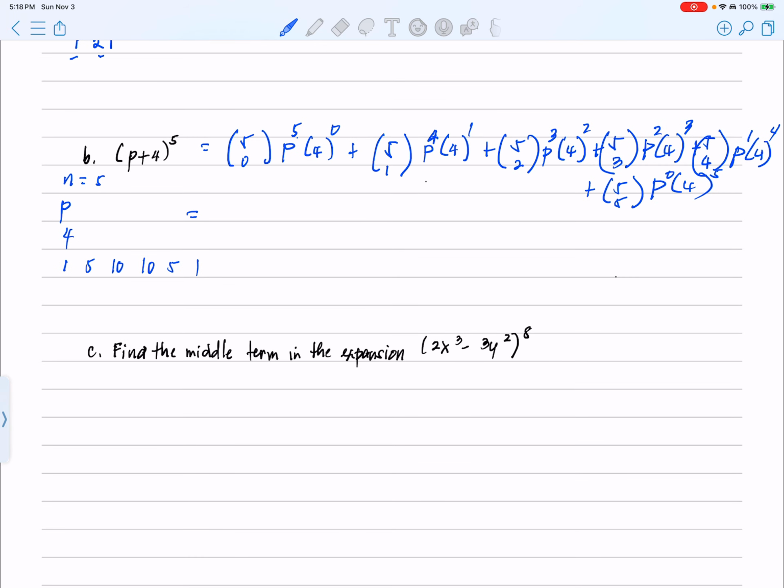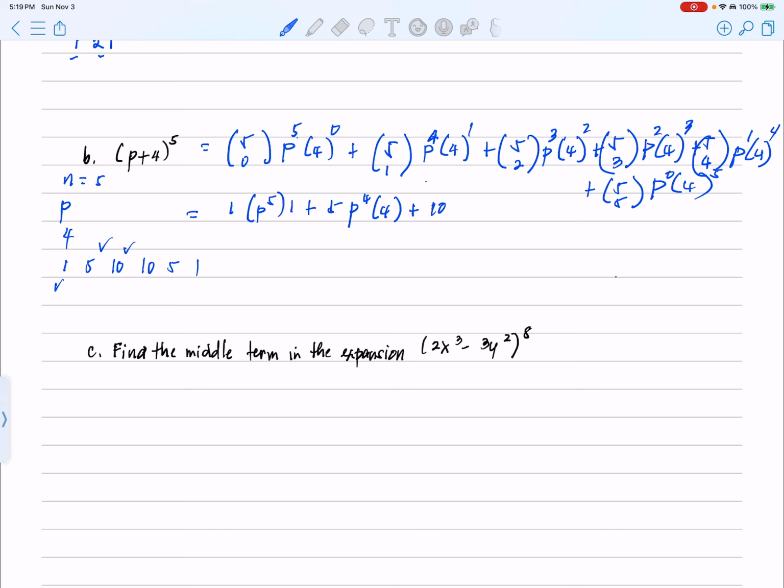5 choose 0, start here. That's 1. p to the fifth power, 4 to the 0 is 1. 5 choose 1 is 5. Then p to the fourth times 4. Plus 5 choose 2. Sorry, 5 choose 1. 5 choose 0. So 5 choose 2 is 10.